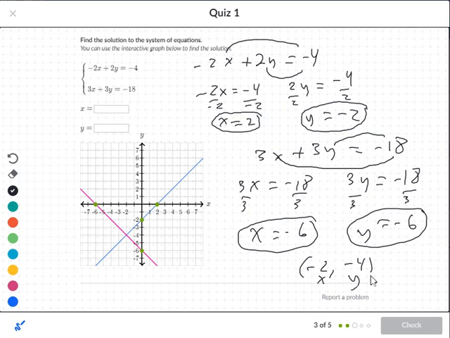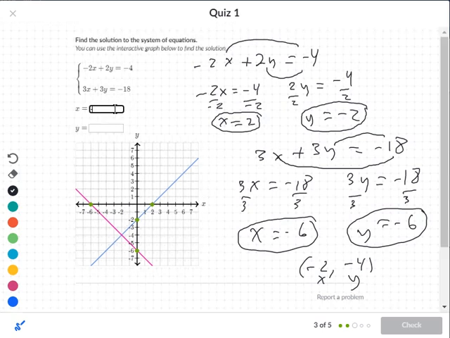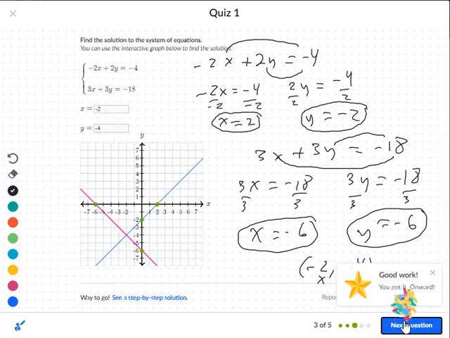So this is my x, this is my y. So I start here at 0, 0, I go to the left 2, then I go down 4. So I say negative 2, negative 4. Check it. Okay, next one.